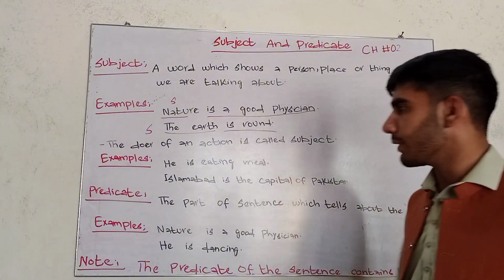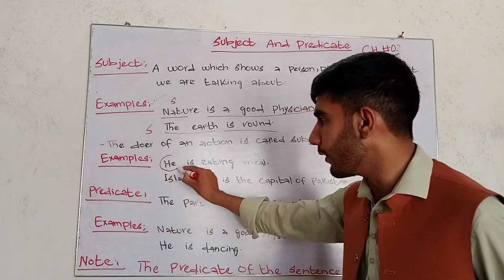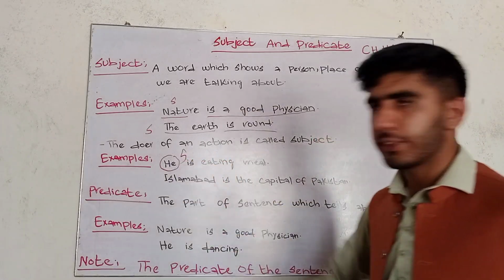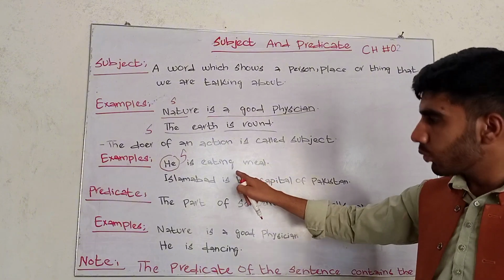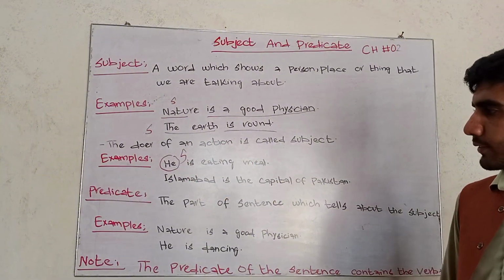"He is eating meal." Who is working in this sentence? He is working in this sentence. Yes, so he is the subject of the sentence because he is eating meals. Who is eating? He is eating meals. So this is the subject of the sentence.